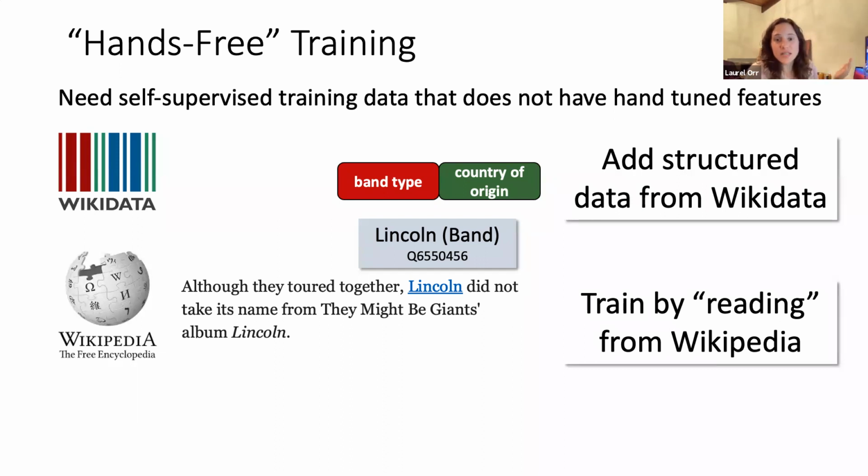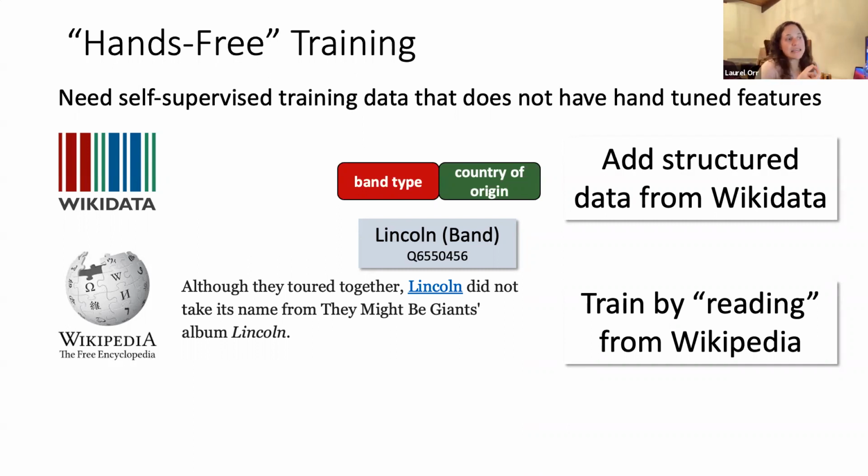And so luckily for us, we have existing knowledge sources and textual information that we can leverage for training. And this is also going back to the personal model point. This is another really interesting challenge, which is how do you actually train personal models over data that isn't as omnipresent as Wikidata and Wikipedia. So Wikidata gives us the structural information over types and relationships, while Wikipedia is going to give us the textual information and, importantly, the labels that we're going to be able to generate here. And so for Wikipedia, you can have these interlinks between Wikipedia pages that actually give us the links and the labels for us to train off of. So in the sentence, although they toured together, Lincoln did not take its name from They Might Be Giants' album Lincoln.